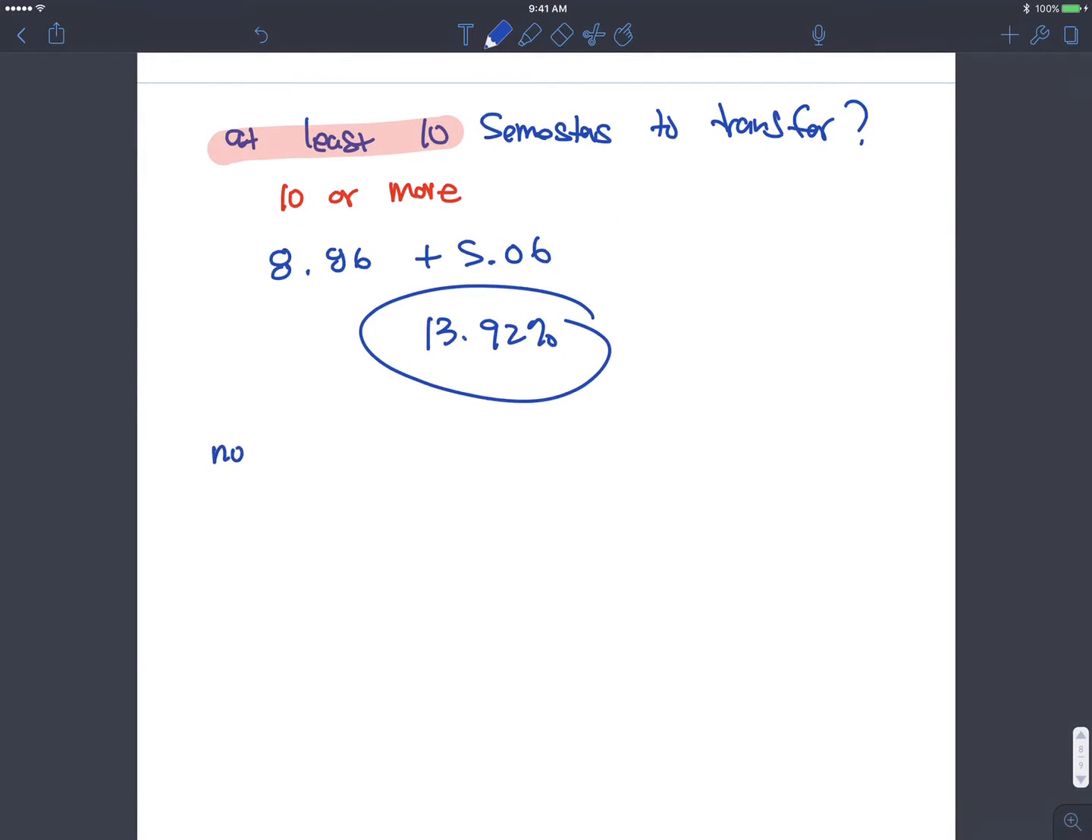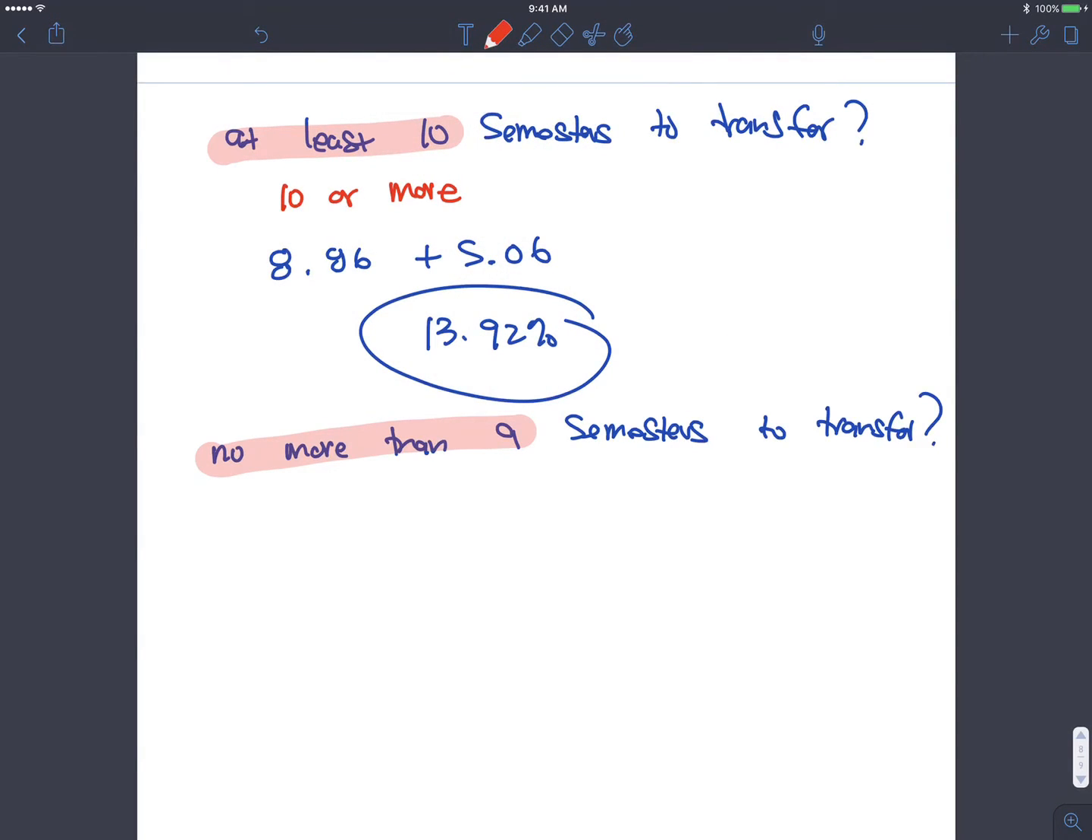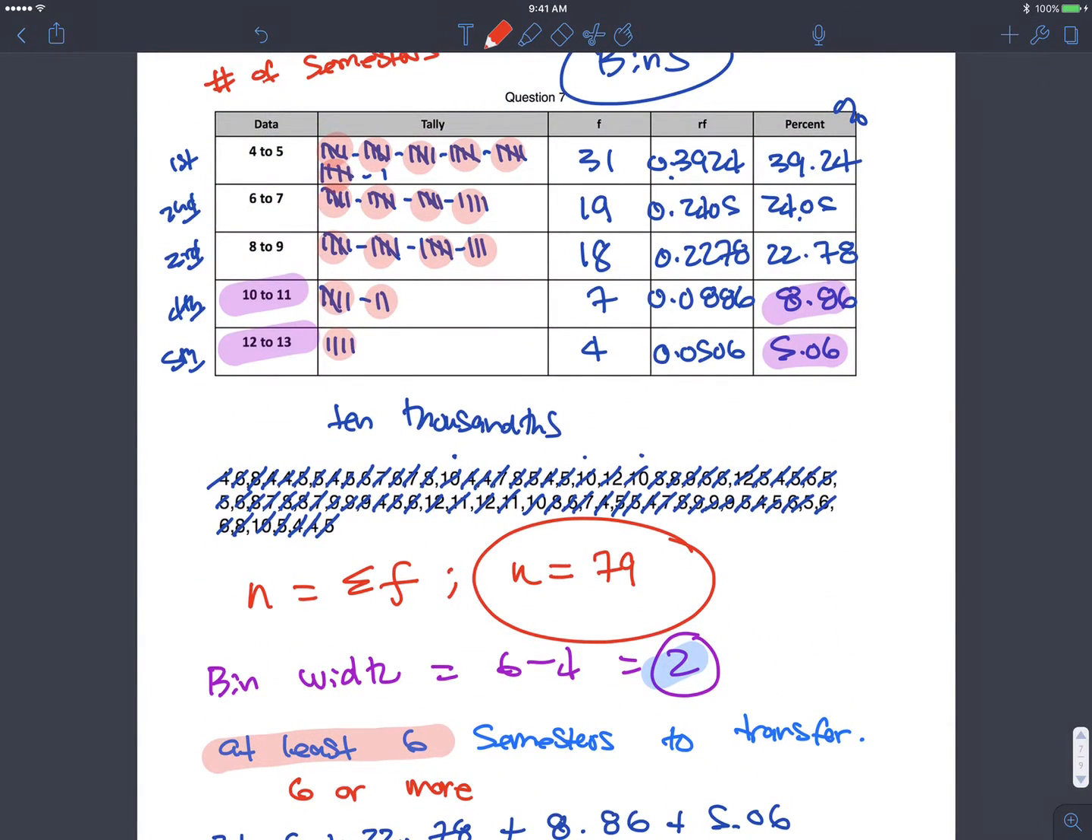And then the next question is no more than 9 semesters to transfer. No more than 9. Again, what does this mean? Not more than 9. 9 or less. No more than 9. 9 or less. So if we go back here and try to find the bins that hold 9 or less, bins 3, 2, and 1. Those bins hold data values that are 9 or less.